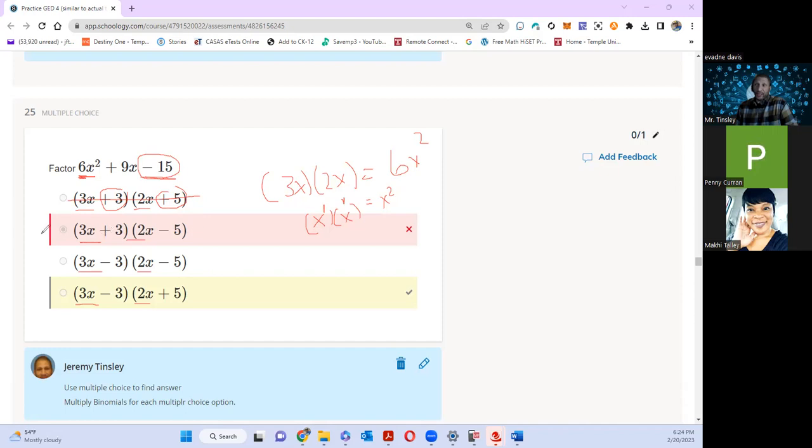It could be B. This is a possibility. Let's look at C. What's minus 3 times minus 5? Positive 15. So we know it can't be C.